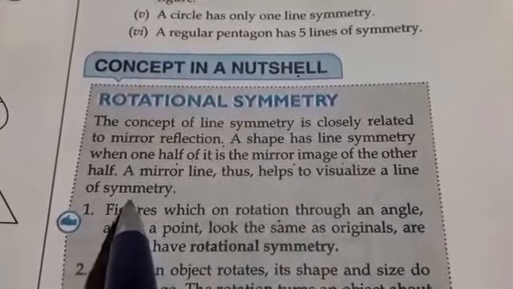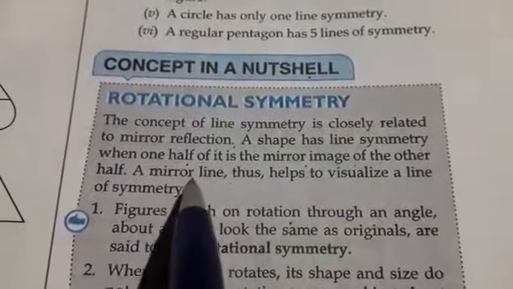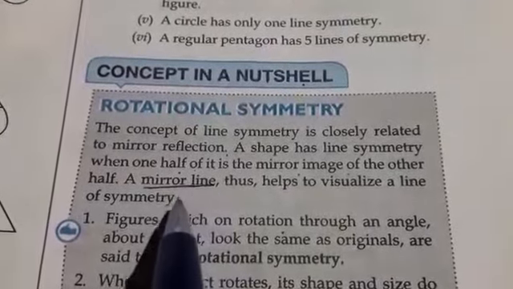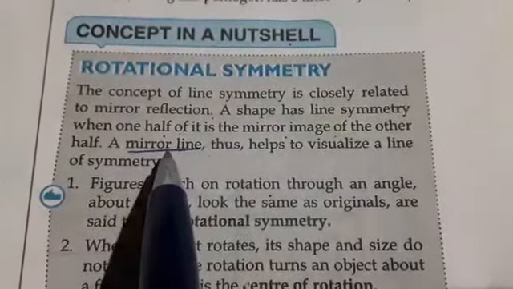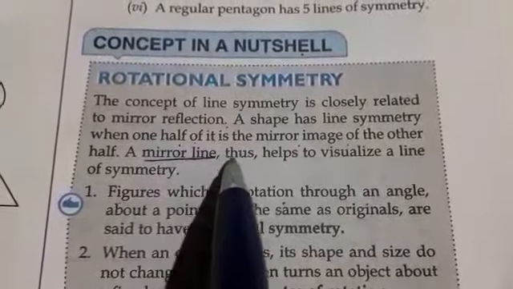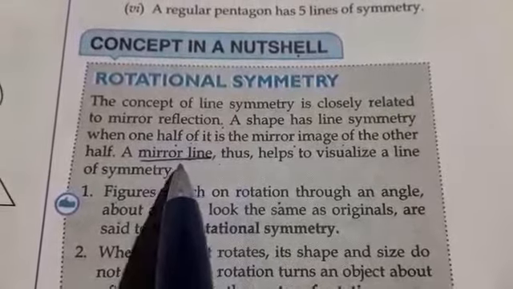Dear students, previously we learned about the mirror line. A mirror line is a line which divides a figure into two equal halves, like one part of a figure completely overlaps the other. That is the line of symmetry.